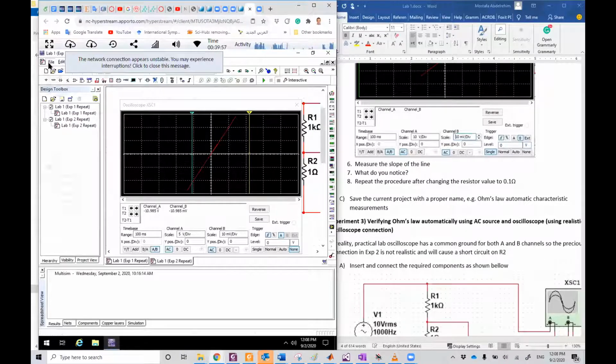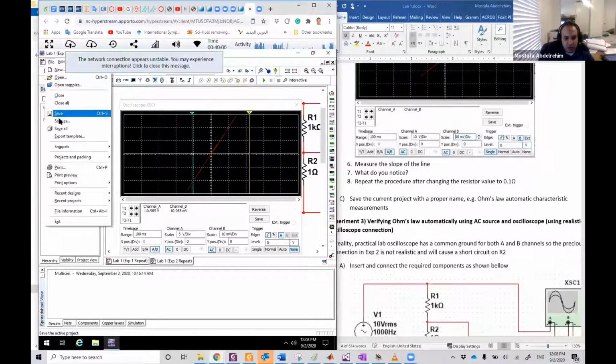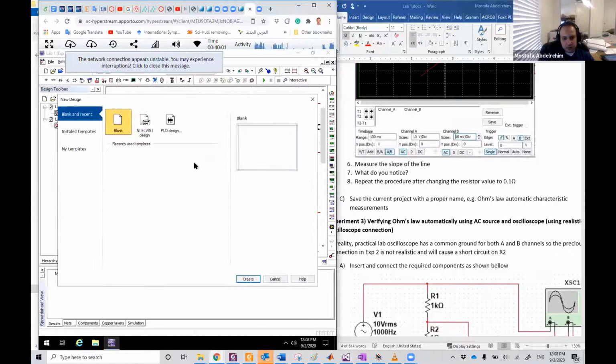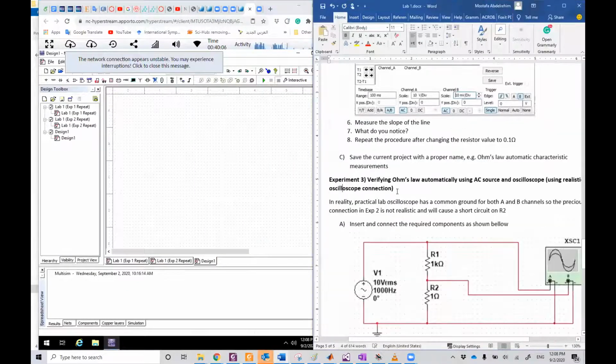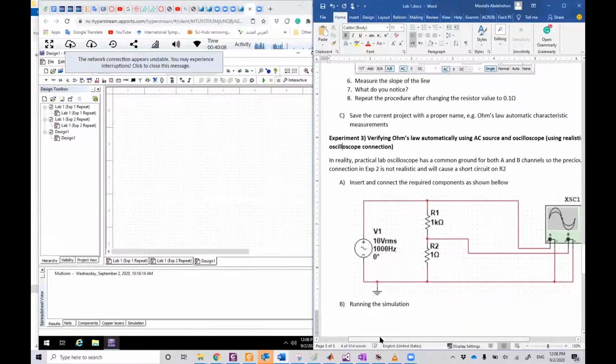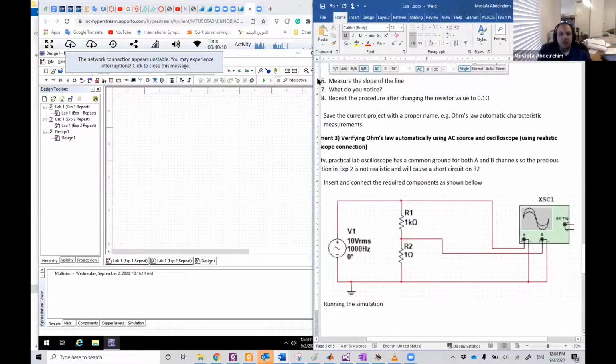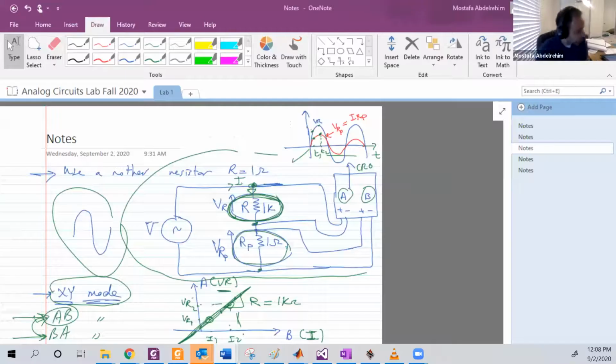Okay, so let's proceed to the third one. Okay, new. Blank, create, and that's it. So in our third experiment, oh, I need to explain something now on the other screen. So let's go to OneNote to show you something which is really important.